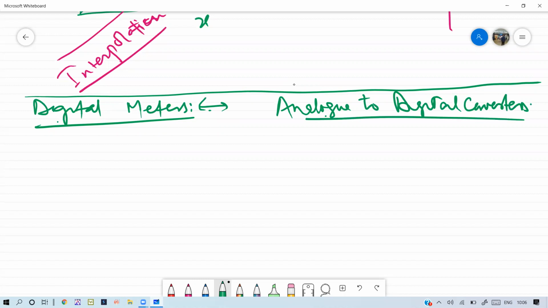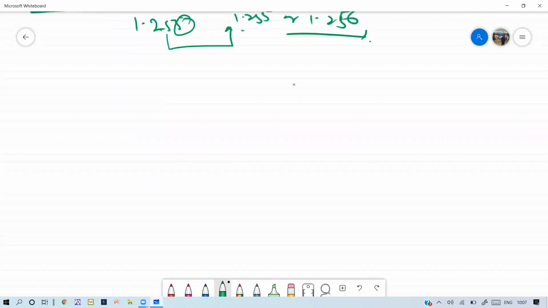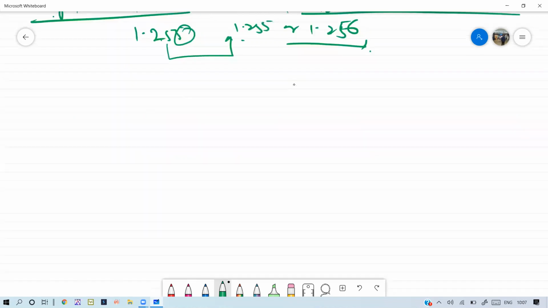And sometimes you don't know if you get a value 1.255 from a digital reading and it is fluctuating at this point. You are not sure if it is 1.255 or 1.256. So this type of error can happen when you have a digital readout, when you read it on the digital scales. So these are some of the static errors.